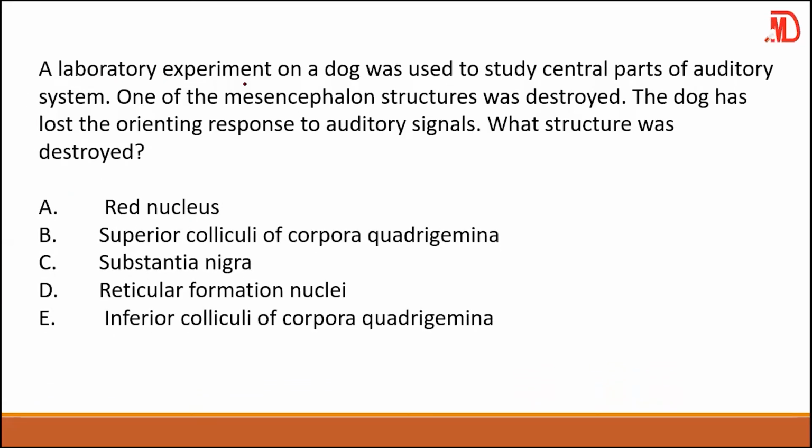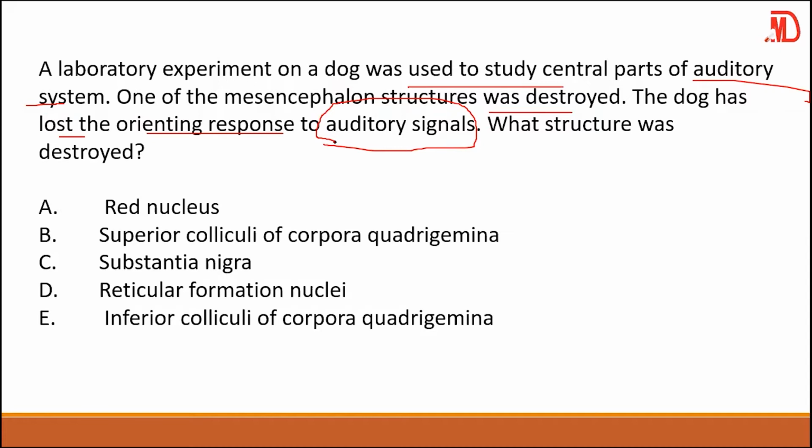A laboratory experiment on a dog was used to study the central part of the auditory system. Again, we have talked about the auditory system. One of the mesencephalon structures was destroyed. The dog has lost the orienting response to auditory signals. Auditory means hearing. So what structure was destroyed?